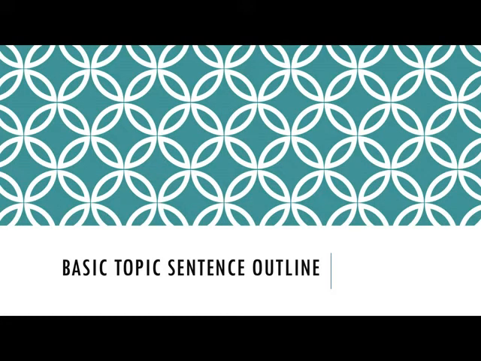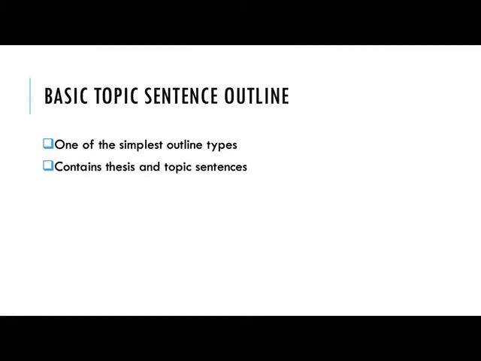The basic topic sentence outline. This kind of topic sentence outline is the simplest outline type, and we're going to use it to move step by step to a more sophisticated outline type. This type of outline just contains your thesis and your topic sentences, and it's useful as a basic map for your essay. Now let's look at an example of a topic sentence outline.